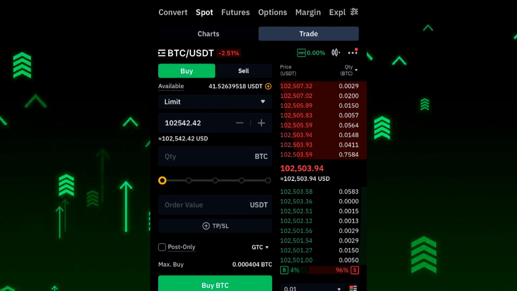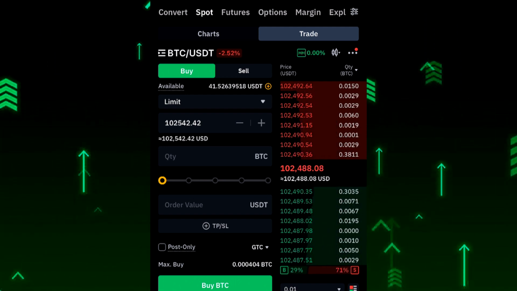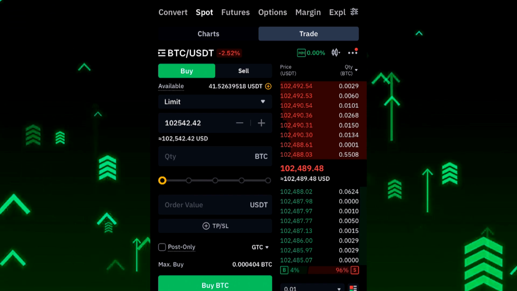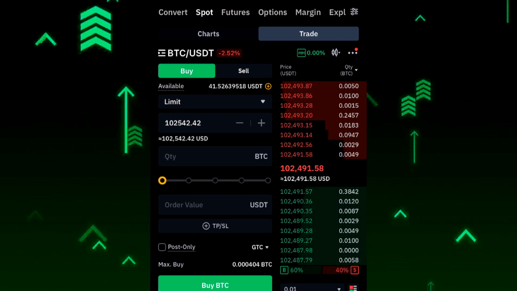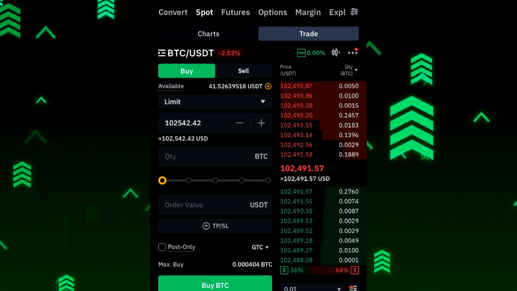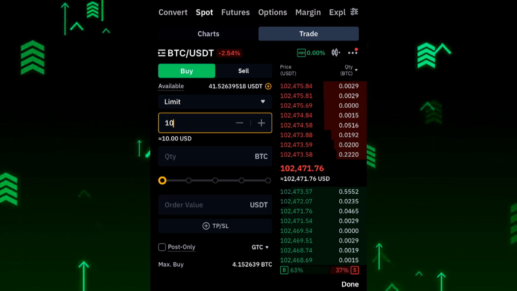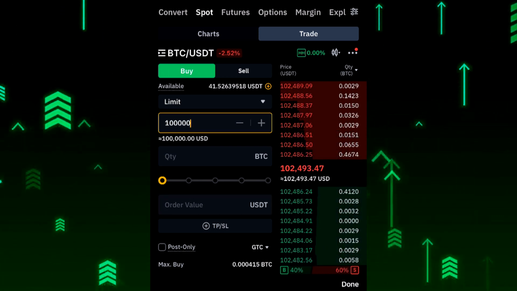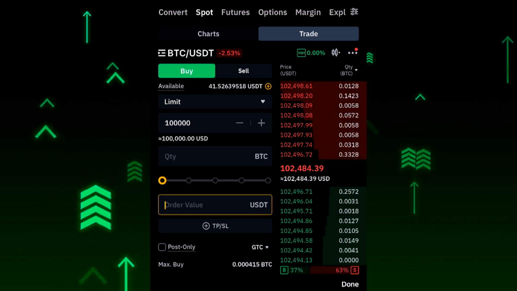Now, when you're going ahead right now to trade spot under the limit, what this means right here is that you are typing in an amount that you want Bitcoin to reach before you buy. Let's say for example right now Bitcoin is currently $102,542, and you want to buy Bitcoin when it crashes. Probably you want to buy Bitcoin when it gets to about $100,000. So just go ahead right now and change this to about $100,000. It means that you want to buy Bitcoin when it drops to $100,000.